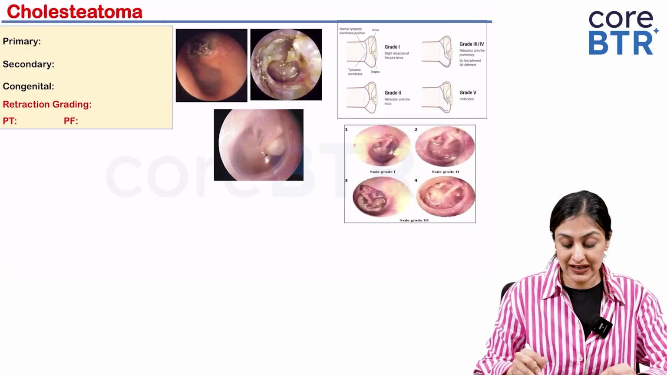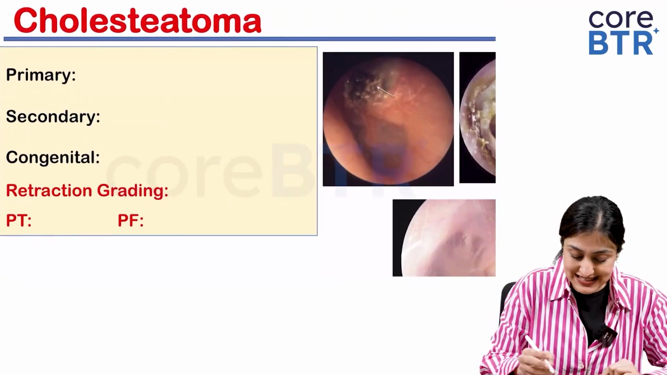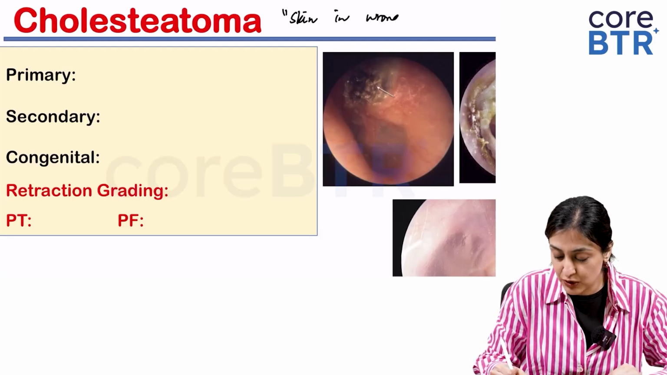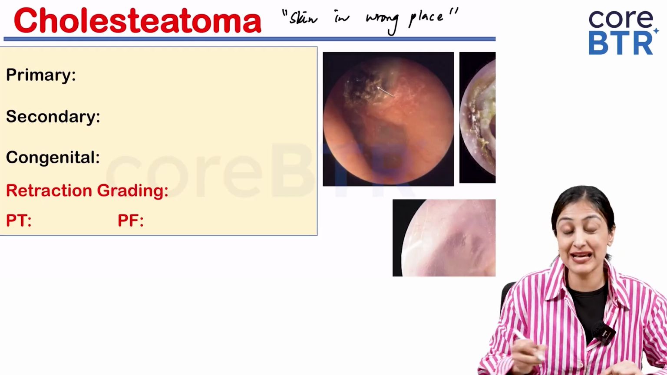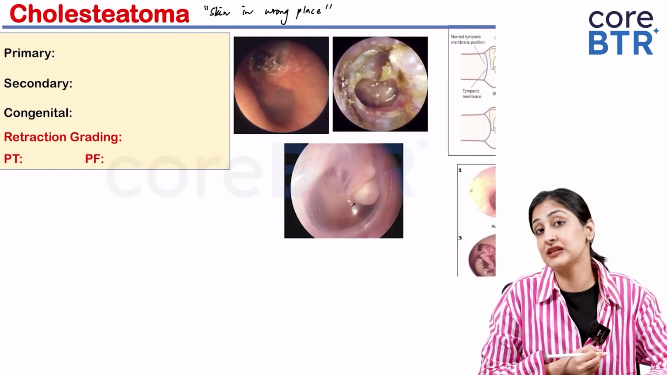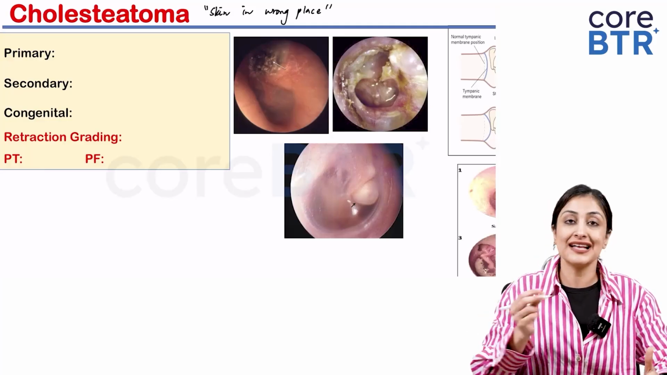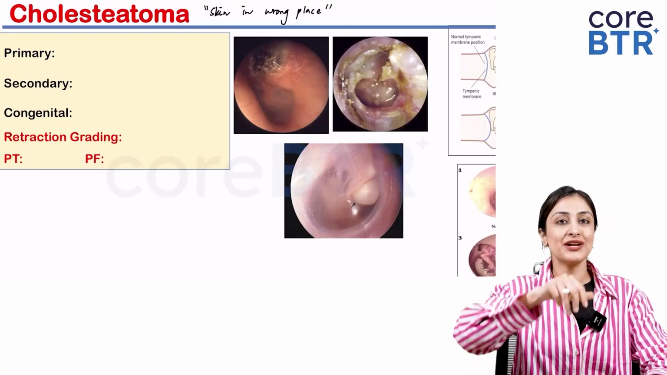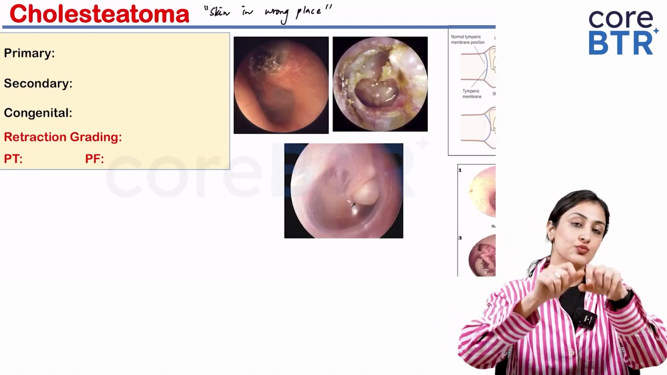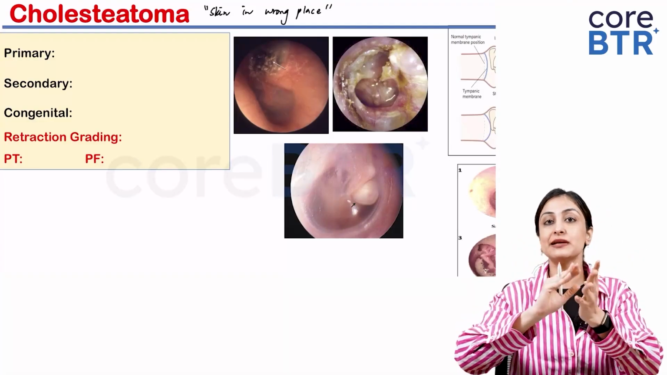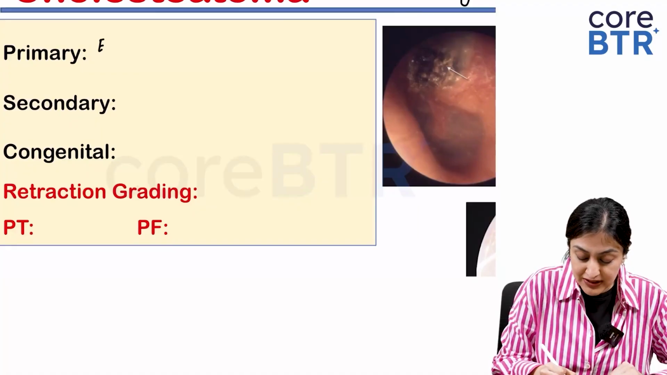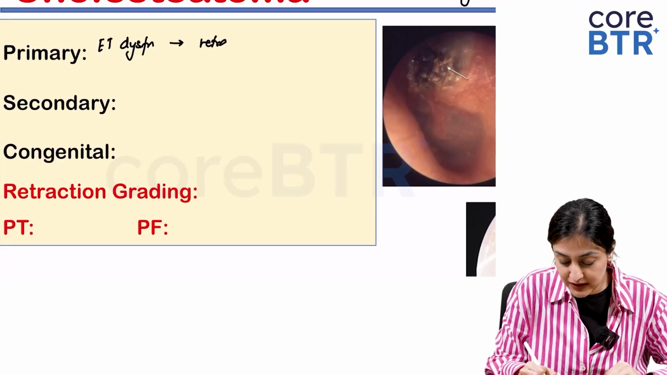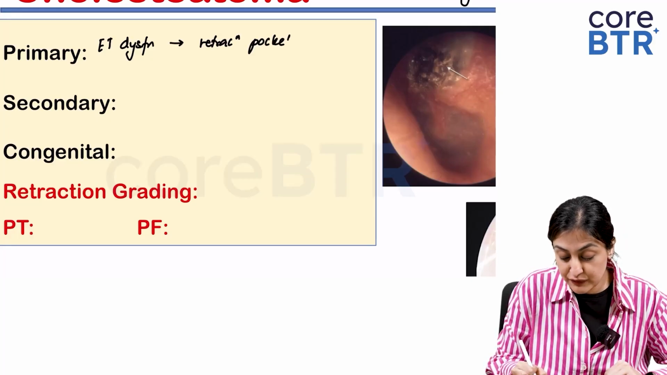So cholesteatoma, in one word, is skin in the wrong place. If you have to remember it in one line, skin in the wrong place. What is skin? It is squamous epithelium. So when you have squamous epithelium coming inside the middle ear, that's a cholesteatoma, right? Now it could be primary cholesteatoma. Remember I told you, who's at fault? The eustachian tube. The eustachian tube is not balancing the pressure, because of which we are going to have retraction. So eustachian tube dysfunction leads to a retraction pocket, a retraction of the tympanic membrane.